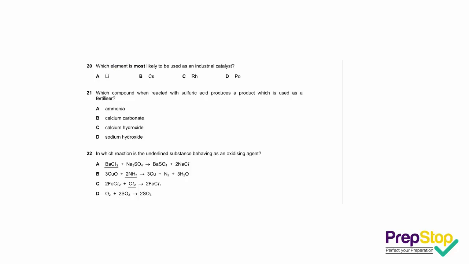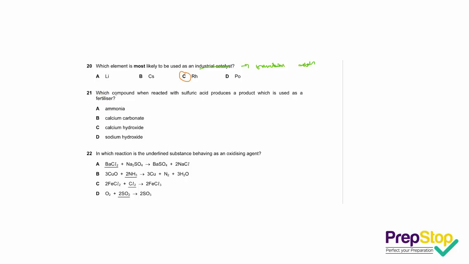Which element is most likely to be used as an industrial catalyst? Usually, we see that transition elements are those which are most likely to be used as industrial catalysts. In the options given, we see that only option C, which is rhodium, is a transition element. Hence, option C is the correct answer.